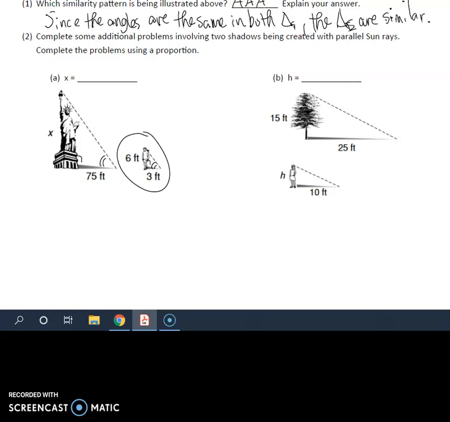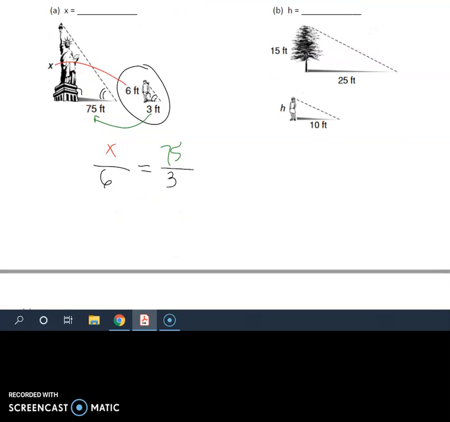One of the things I talked about in the previous activity is that you circle one of the triangles that we're working with, and then use those numbers as the denominators. And then pair up the corresponding sides with those numbers. So for example, the 3 and the 75 would go together because they're both bases. The 6 and the x would go together because they're both heights. And then from here, we would cross multiply as we did in the previous activity to find out the height of the Statue of Liberty.